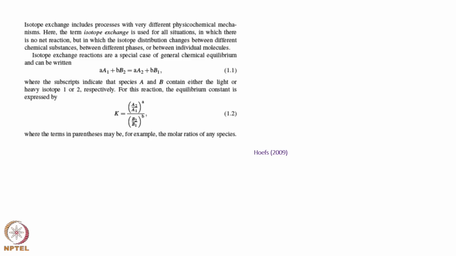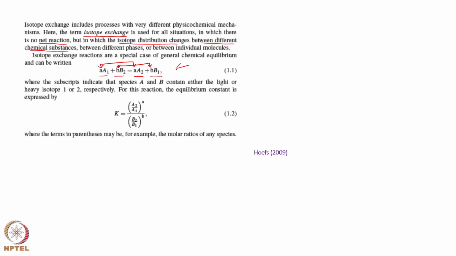To understand chemostratigraphy, we need to know a few things of chemistry. Let's consider an isotope exchange: AA1 plus BB2 equal to AA2 plus BB1. Note this A and A are the same, and this small b and that small b are the same. In an isotopic exchange, there is no net reaction, but only the isotopes distribute between different chemical substances, and I will show soon an example.